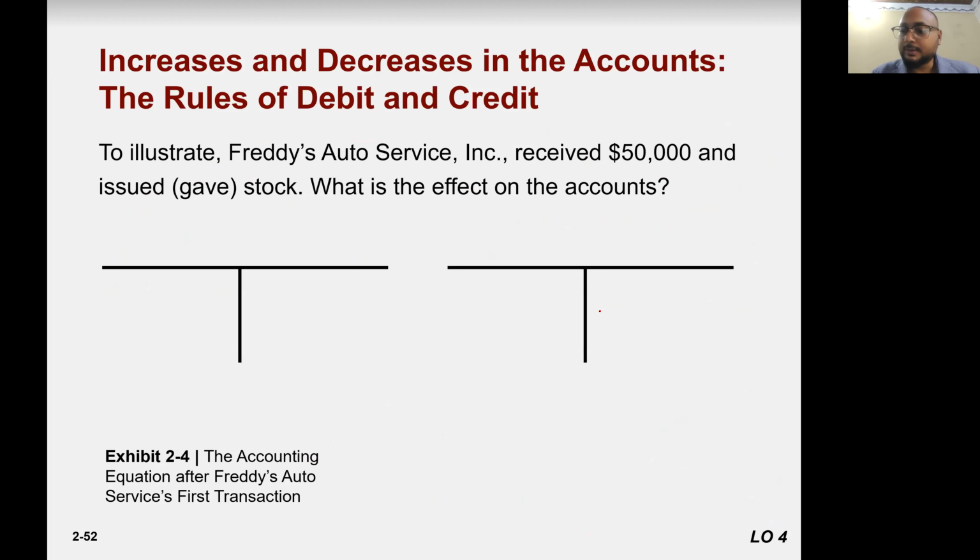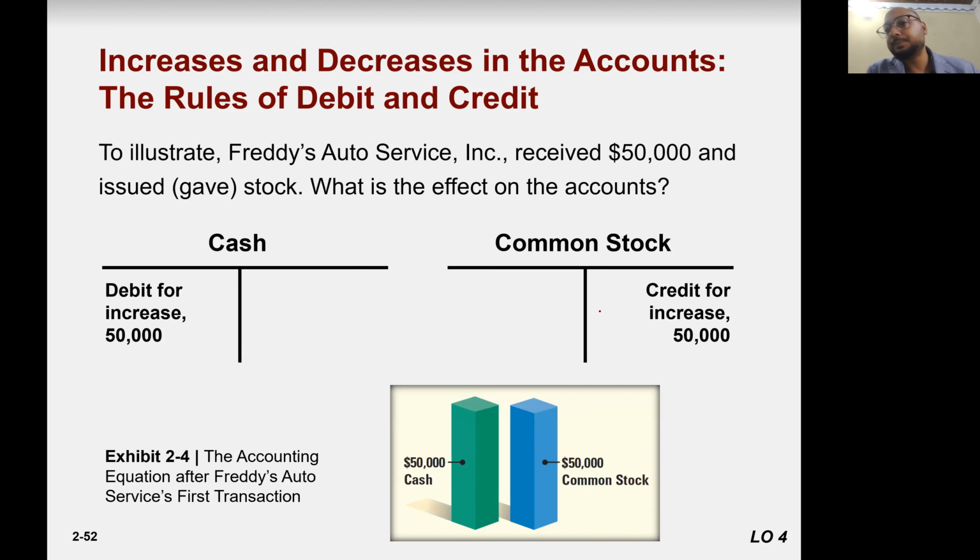Understand? So let's see here. Cash, debit for increase, 50,000. Common stock, credit for increase. So in that case, the accounting equation is balanced.